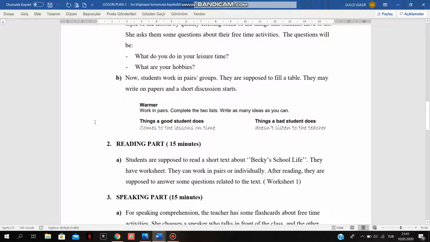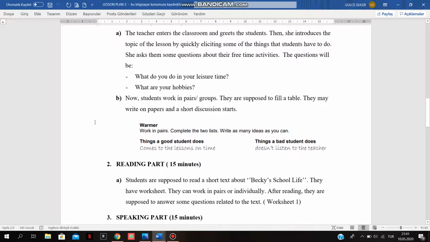And then students work in pairs or groups. They are supposed to fill a table, this one, and they may write in their notebooks and a short discussion starts. For instance, they say this one is a thing that a good student does. This one is a thing that a bad student does, and they can discuss in the classroom.